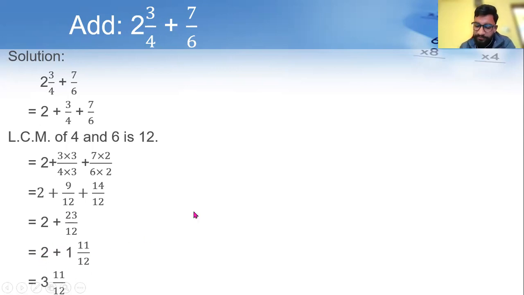Similarly, these same questions we can do by another method also. Look at this, another method. At first we'll convert this mixed numeral into an improper fraction. So what will be the improper fraction for 2 whole 3 by 4? Can you tell me?